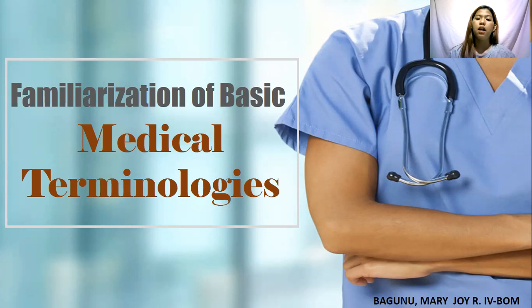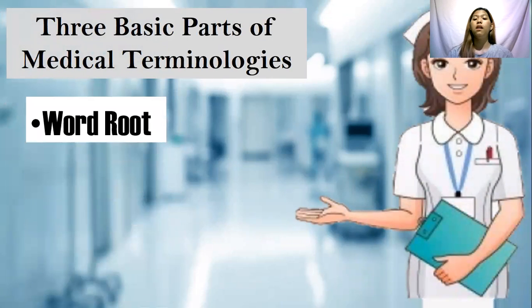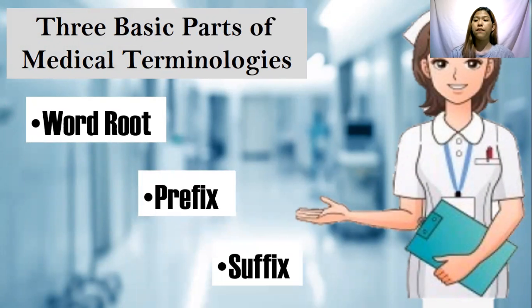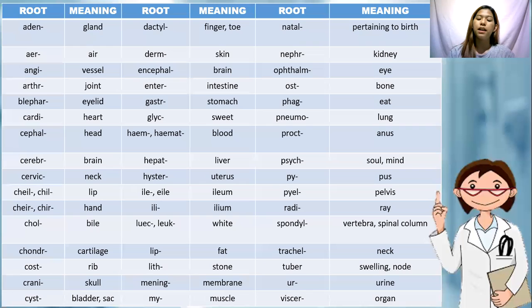Most medical terminologies have three basic parts. These are the word root, prefix, and suffixes. The word root is the base of the medical terminology, and it is usually found in the middle of the word, carrying its central meaning in the medical terminology.